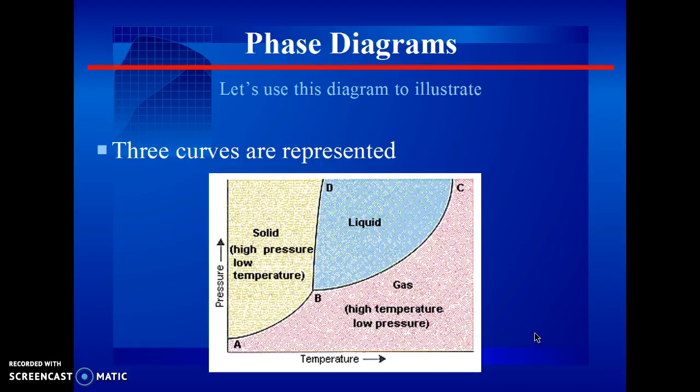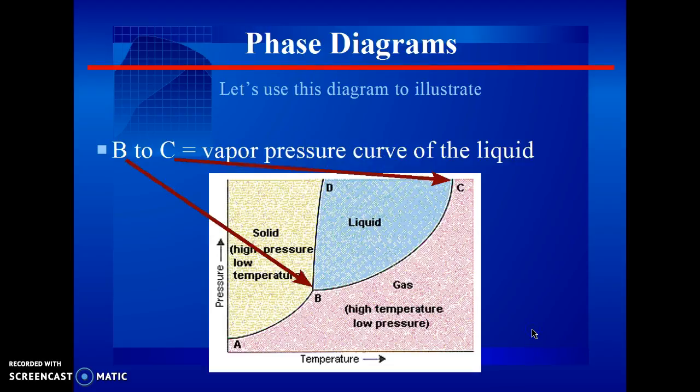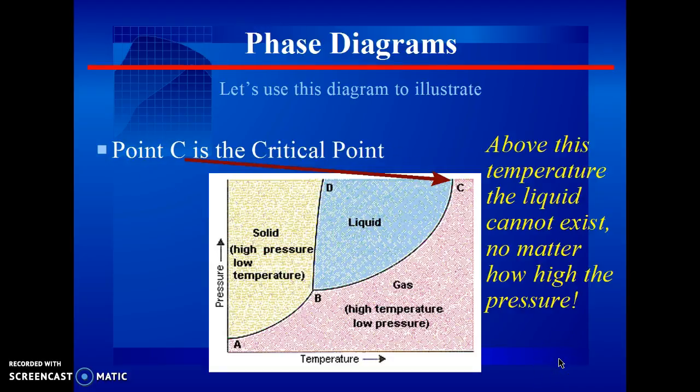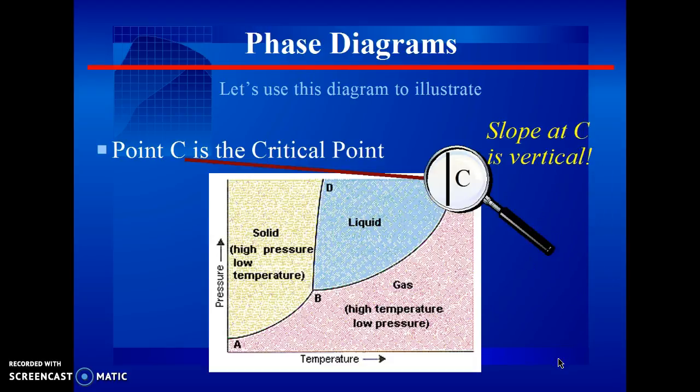And we see three curves on the diagram. The curve we're most familiar with is the vapor pressure curve of the liquid, and as a function of temperature it shows the pressure at which temperature and pressure the liquid and gas will be in equilibrium, and as you can see it curves positively. Point C is the critical point. Above this temperature, the liquid cannot exist no matter how high the pressure is. The slope at point C is vertical as a result.